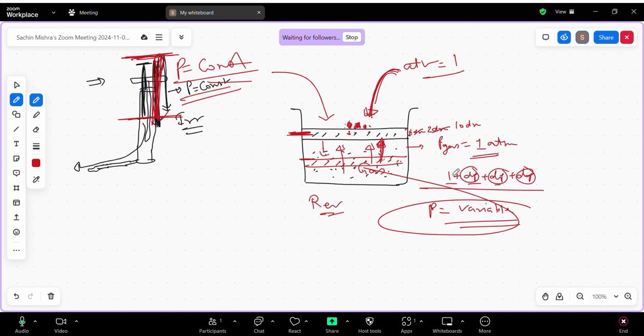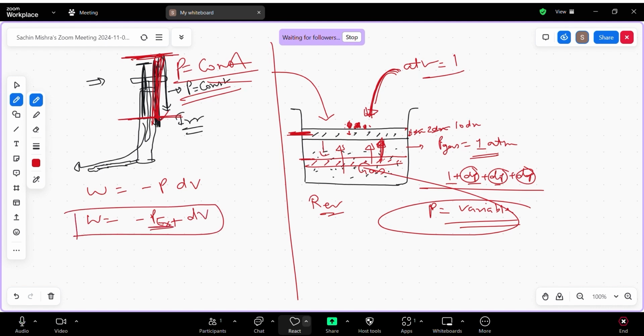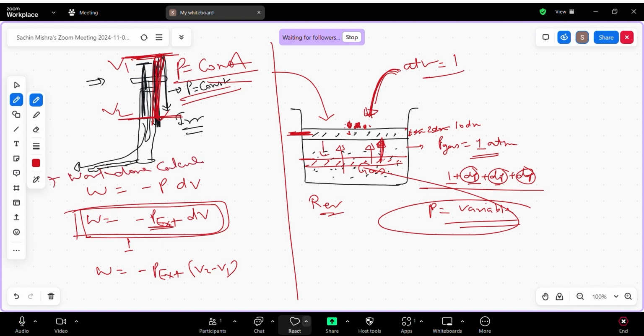Let's find out the work for reversible and irreversible. W equals minus P dV. Either we can write W equals minus P external into dV. Since here pressure is constant, no problem, our work will be P dV. And here assume the initial volume is V1, final volume is V2. So I can write W equals minus P external times (V2 minus V1). This is the work done calculation for the irreversible process.